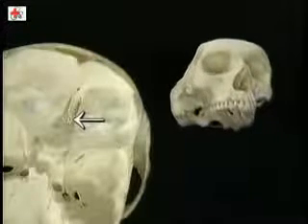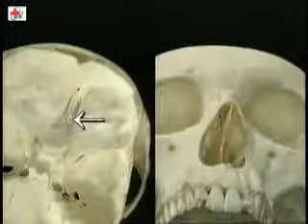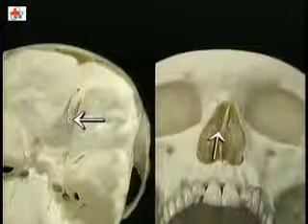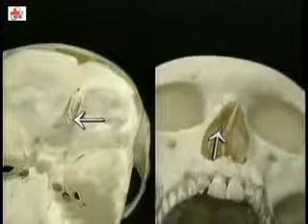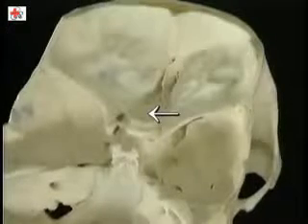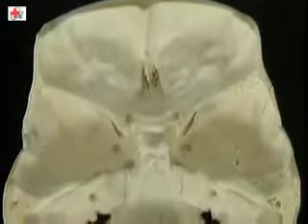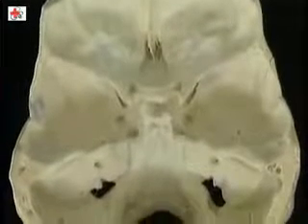Here we can see it from below. The filaments of the olfactory nerve, which transmits the sense of smell, pass through the openings in the cribriform plate. This flat area behind the cribriform plates is the roof of a cavity that we'll see later, the sphenoid sinus. Now we'll move back to the middle cranial fossa.